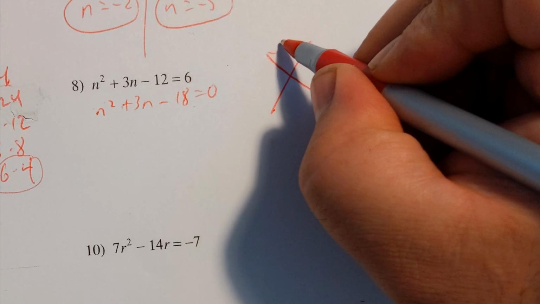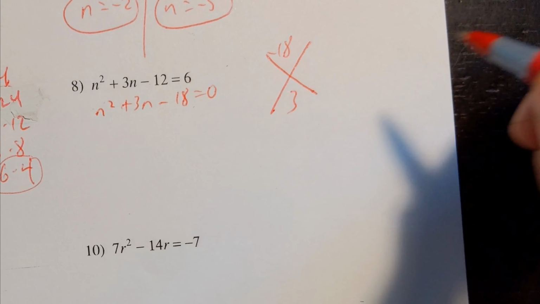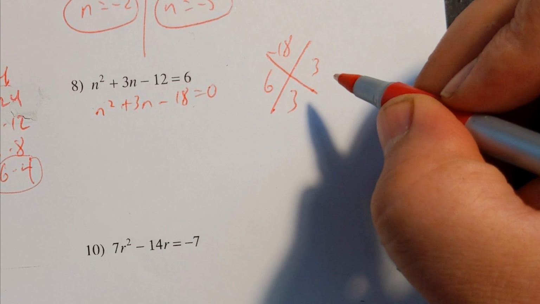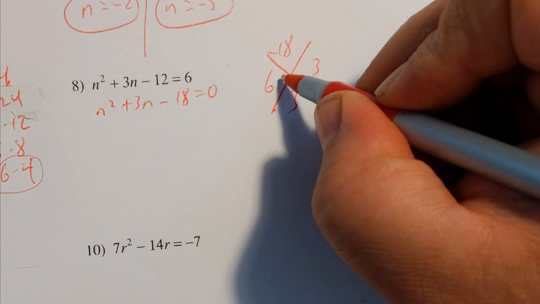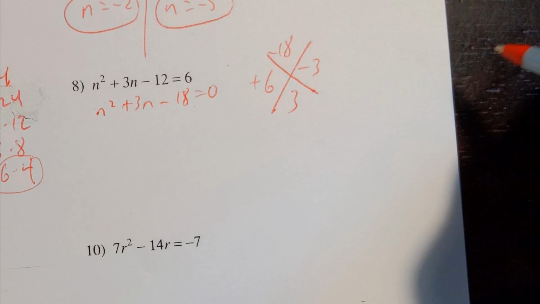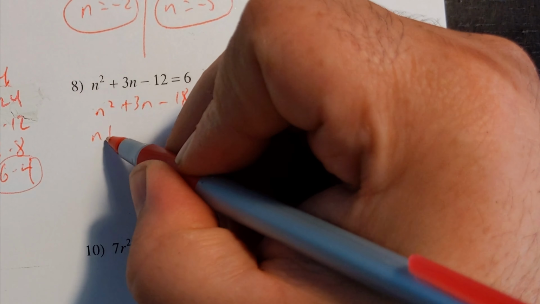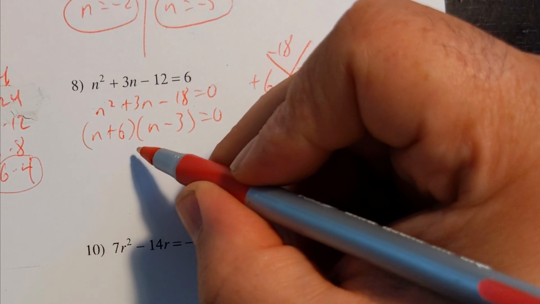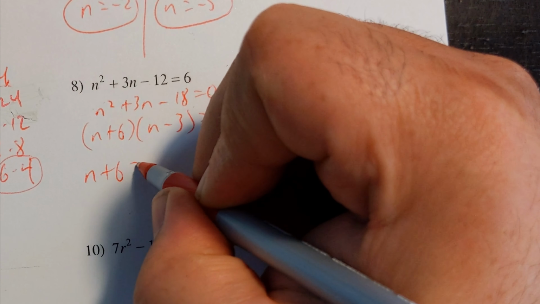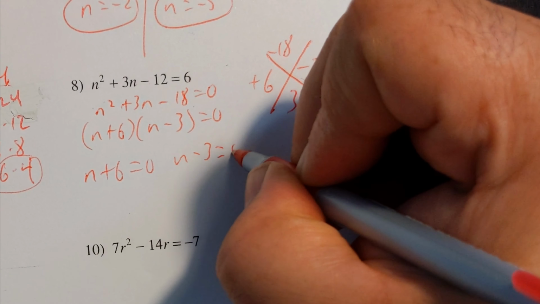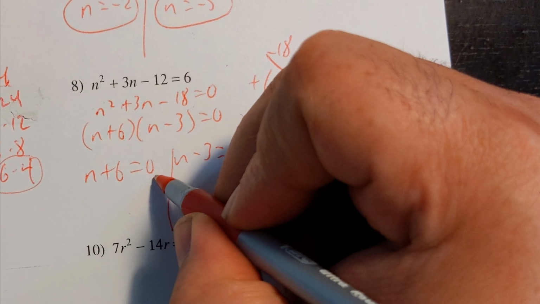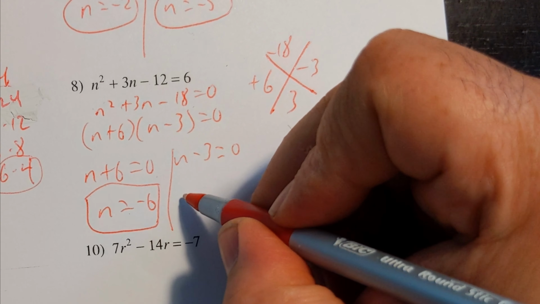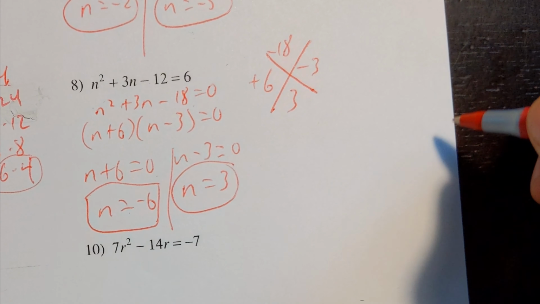1 times negative 18 goes on the top. 3 goes down to the bottom. My factors are going to be 6 and 3. I want it to be positive, so positive 6, negative 3. n plus 6, n minus 3. Set each one of these equal to 0. If I subtract 6 from both sides, I get negative 6. And over here, if I add 3 to both sides, I get a positive 3.